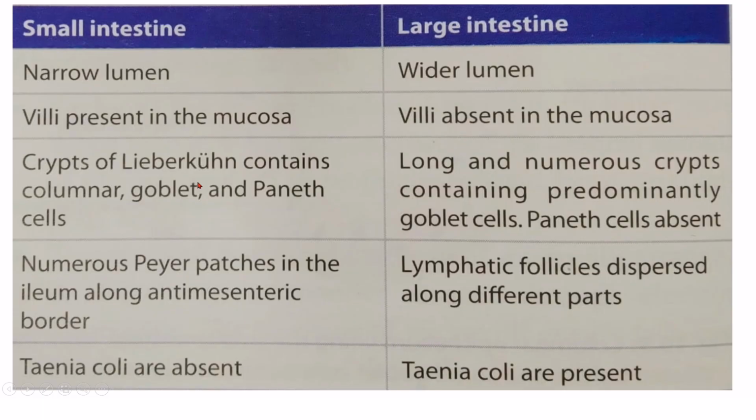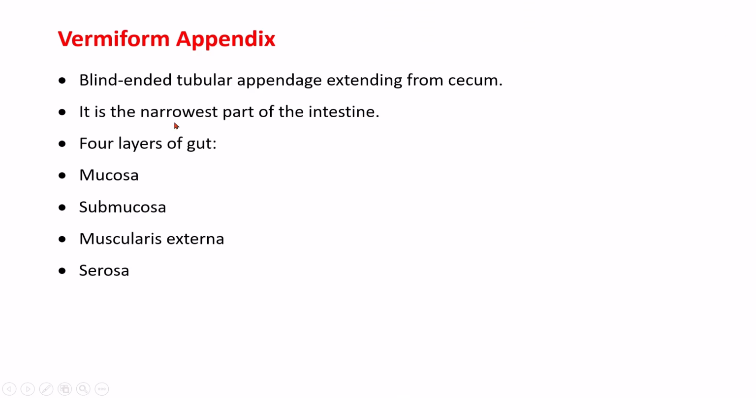What is the difference between small intestine and large intestine? Small intestine has a narrow lumen, large intestine has a wider lumen. Villi are present in the mucosa of the small intestine, villi are absent in the mucosa of the large intestine. Crypts of Lieberkühn contain columnar cells, goblet cells, and also Paneth cells; in the large intestine, Paneth cells are absent. Numerous Peyer's patches are present in the ileum along the antimesenteric border, whereas in the large intestine lymphatic follicles are dispersed along different parts. Tinea coli are absent in the small intestine; tinea coli are present in the large intestine. Vermiform appendix: the blind and tubular appendix extending from the cecum.